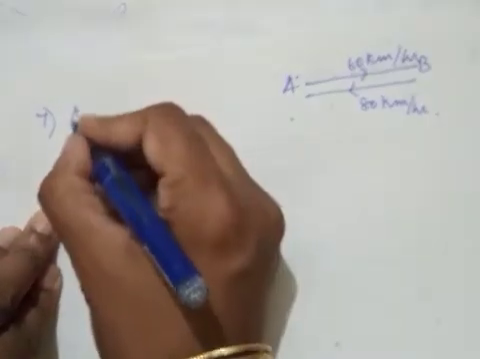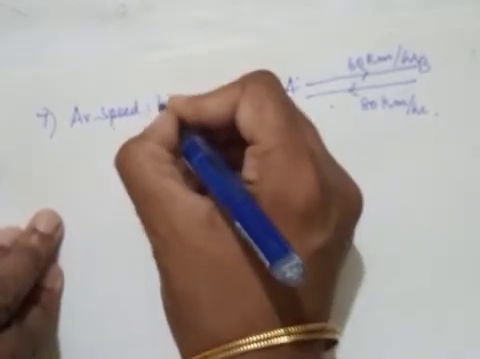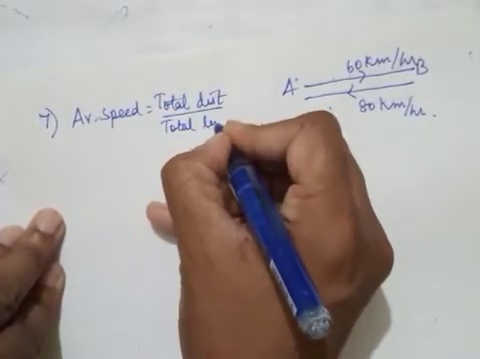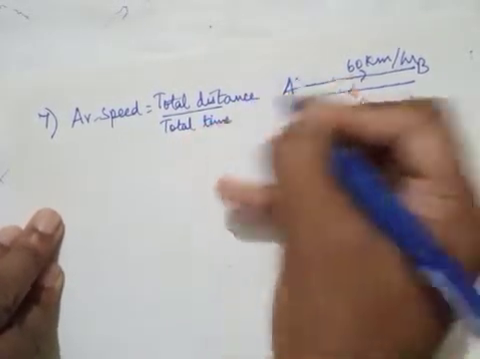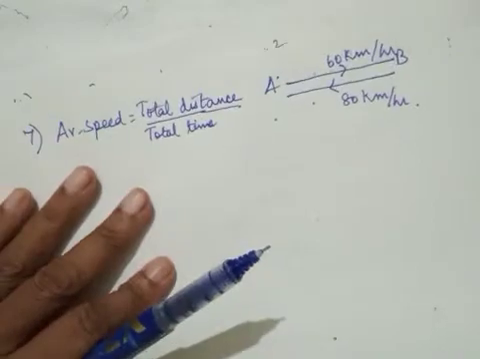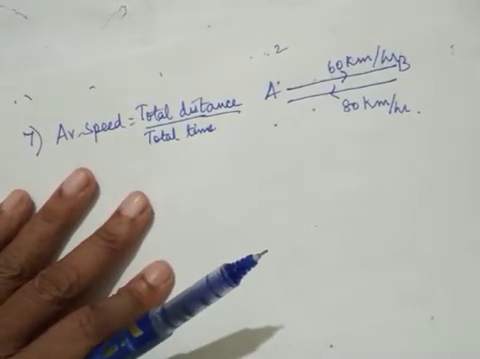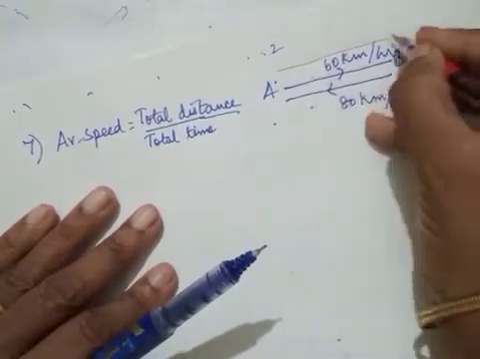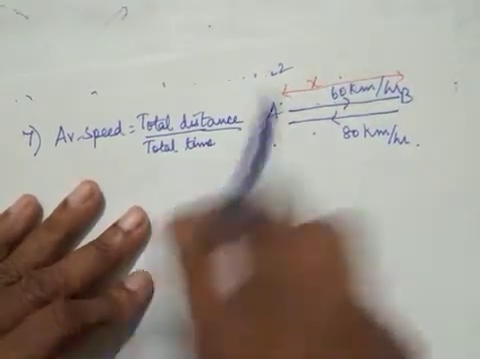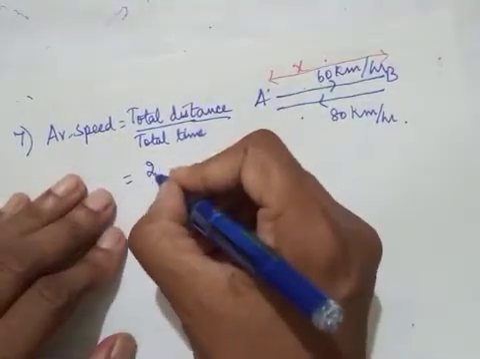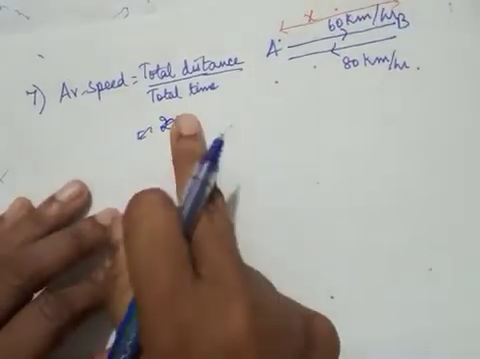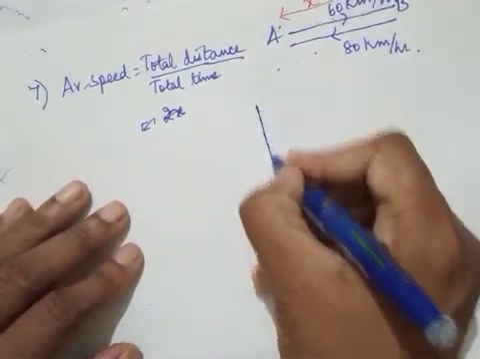So, average speed formula is total distance upon total time. We don't know anything about distance. Let us take the distance between A and B to be x. So what will be the total distance? x plus x, that is 2x. But we also need to know the time taken for this journey.